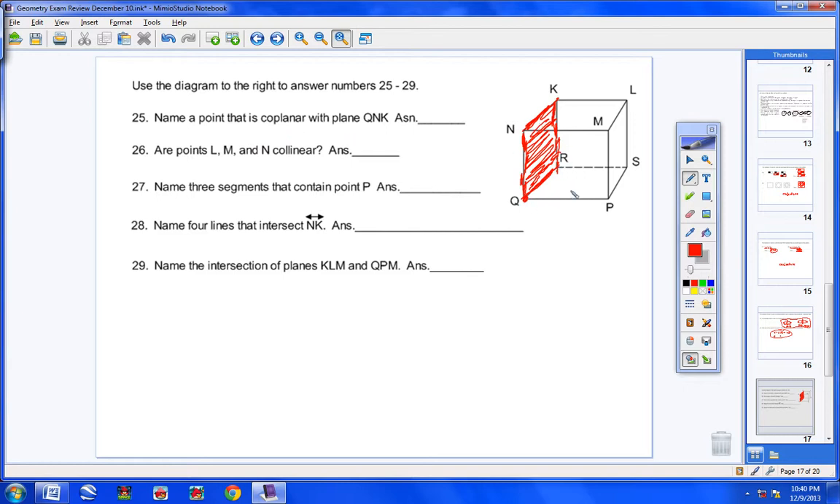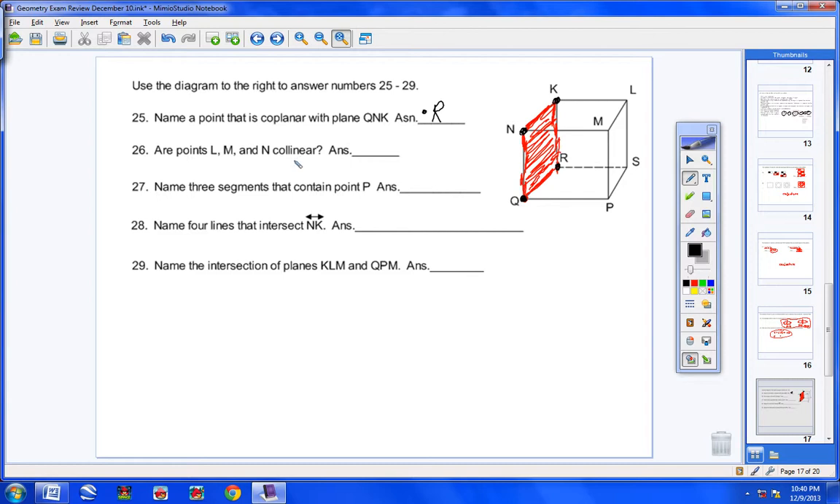Well, point R right here. All four of these points lie in this plane. N, K, R, and Q all lie in this plane. So I would say point R. Point R. Next question. Are points L, M, and N collinear?